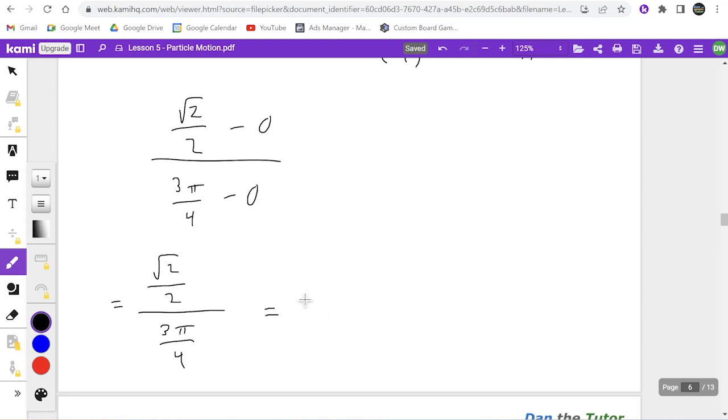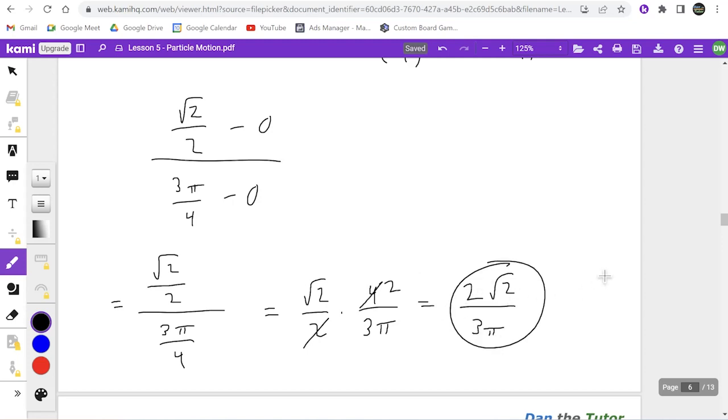In other words, we can write root 2 over 2 times 4 over 3 pi, and then that will ultimately reduce to the final answer because 4 cancels with that 2, leaving you with a 2 in the numerator. Your final answer is 2 root 2 over 3 pi, which is really gross, but in case you're curious, that's like about 0.3. I did it earlier in my calculator.